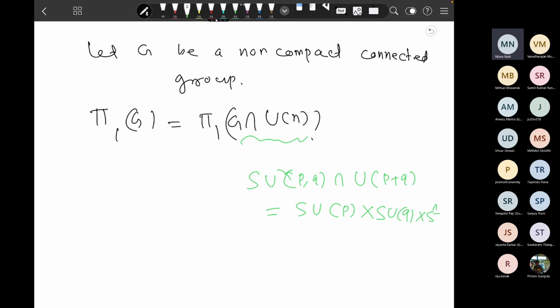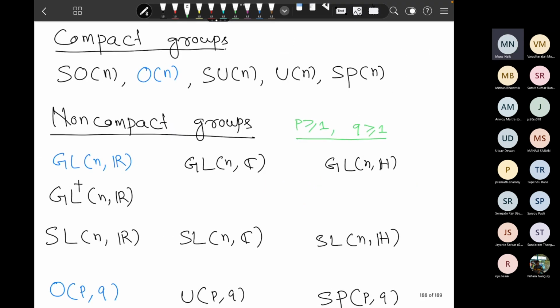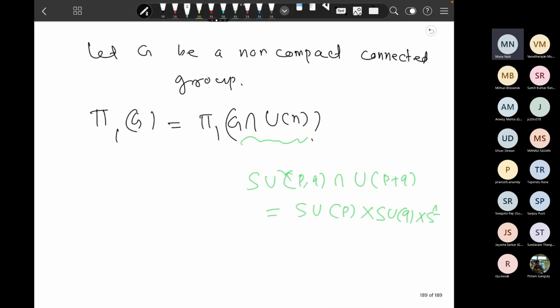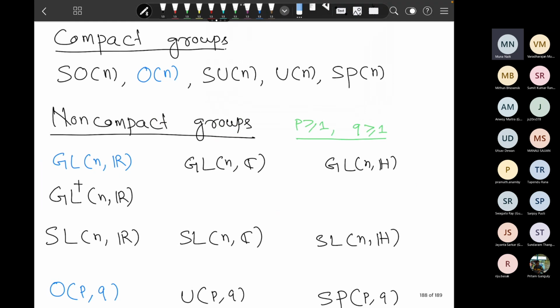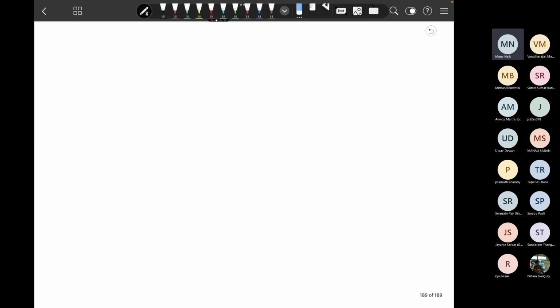So G intersection U(N) is really given in terms of a Cartesian product of these compact groups. For that reason, if we can calculate the fundamental group of these compact groups, then we are done. So we have to do that. Let us do that. We will first start from SO(N).